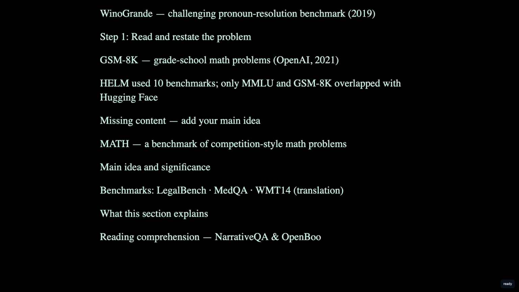These are reading comprehension benchmarks where a system must answer questions grounded in longer texts. NarrativeQA focuses on questions about whole books or long stories, while OpenBookQA is an open book science QA set that requires using a small facts corpus to derive answers.